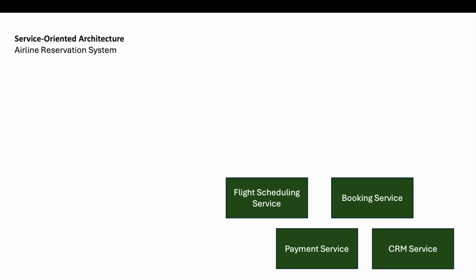Now let's look at an example. An airline reservation system using SOA might consist of several distinct services. We have the flight scheduling service, which manages flight times, gates, and availability. We have the booking service, which handles reservations, ticketing, and customer data. We have the customer relationship management, or CRM, service, which manages customer profiles, frequent flyer programs, and service preferences. We also have payment services, which process payments and interact with banking services.